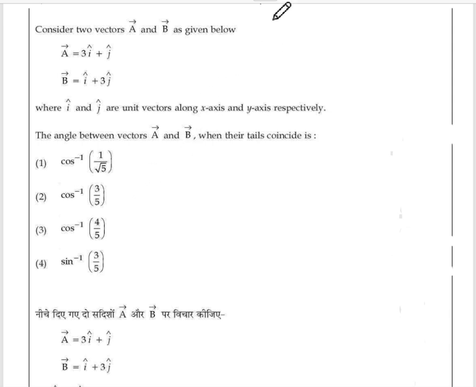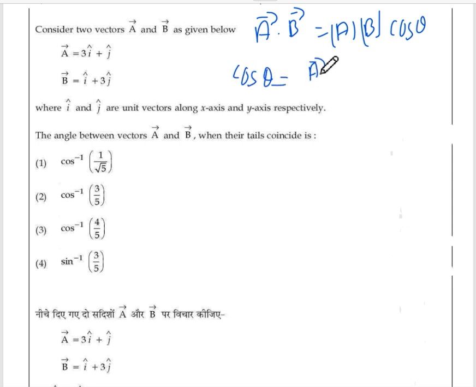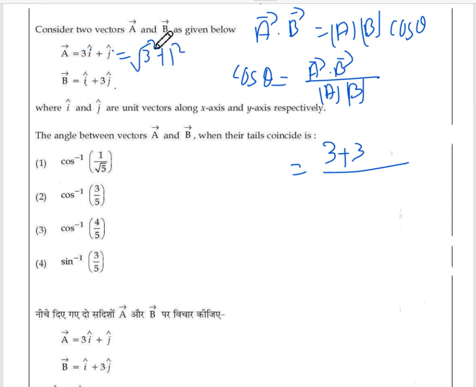As we know, if we find the dot product, A dot B is written as A mod B mod cos theta. So from here the cos theta formula will become A vector dot B vector divided by A vector mod into B vector mod. Now we will put the values. A dot B will become 3 into 1 plus 1 into 3, which is 6, divided by A vector mod, which will become root over 3 square plus 1 square, 9 plus 1, which is root 10.